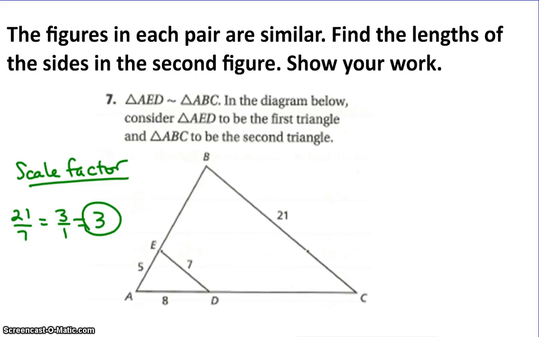Alright, so in this problem, we already know they're similar. So all I have to do is find the scale factor, and I found the scale factor to be 3. It tells you in the problem that AED is the first triangle and ABC is the second. Alright, so all I have to do is multiply AE by 3, and I get AB as 15. 8 times 3 is 24.